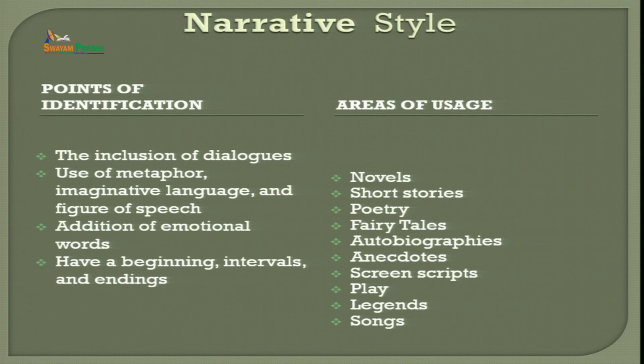Then we move up to the narrative style. Narrative style includes dialogues, figurative language, imaginative language, figures of speech, emotional words, and has a beginning, middle and ending. That is narrative style. And which are the areas where you must use it? Novels, short stories, fairy tales, autobiographies, anecdotes, some parables, songs, legends. In all those things we can use narrative style in a very detailed manner.